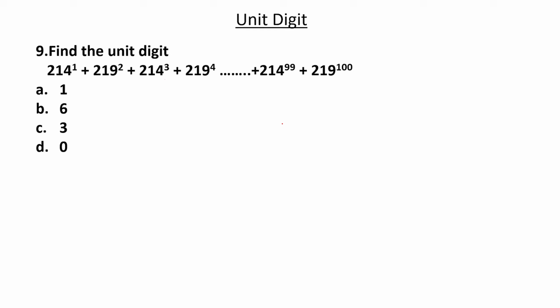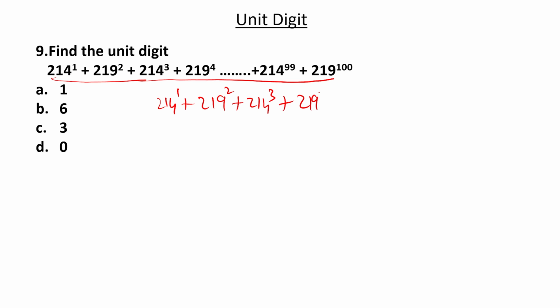Okay. It's looking somewhat difficult, but if you use your mind, you can easily get the answer. So let's write it down before we do it so that we can get a better understanding of the question. 214 power 1 plus 219 power 2 plus 214 power 3 plus 219 power 4. First let's solve this, then we can proceed with the rest of it.